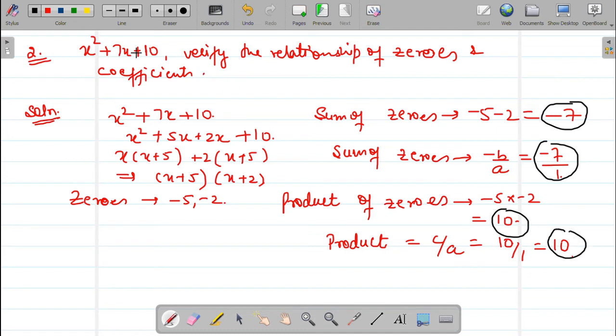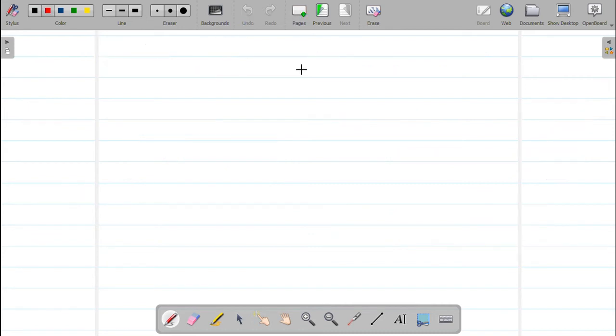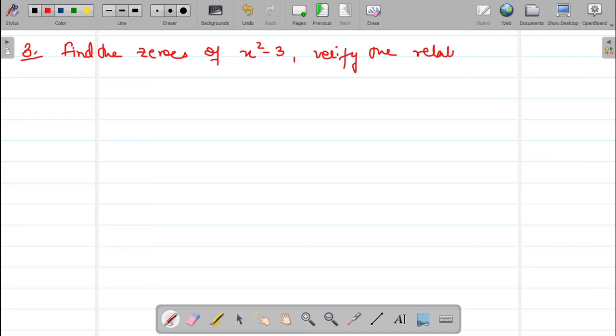So we have found out the zeros of this polynomial and we have verified the relationship of the zeros and coefficients, right? So let's do one more of this kind. Another one can be: find the zeros of x square minus 3 and verify the relationship of zeros and coefficients.